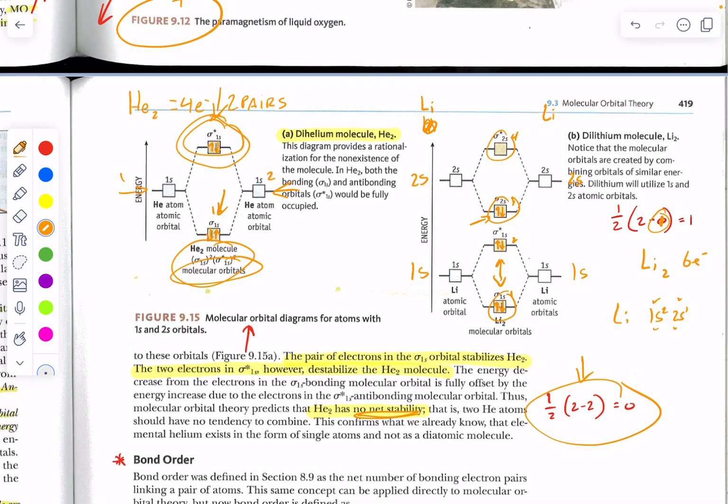I'm going to erase this. And so when we're looking at the bond order, we have 4 electrons that are bonding, 2 plus 2, minus the 2 that are antibonding, right there, times 1/2. So 4 minus 2 is 2, times 1/2, that gives me a 1, and that's a positive number. So the dilithium crystal could theoretically exist.